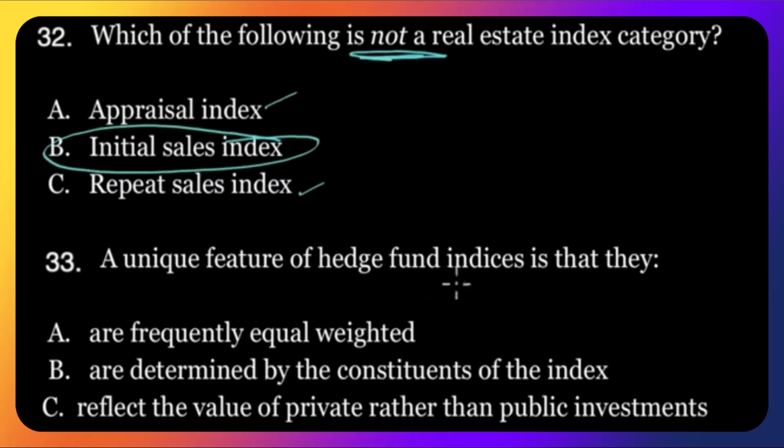A unique feature of hedge fund indices is that they are frequently equal weighted, are determined by the constituents of the index, or reflect the value of private rather than public investments. Well, I think we can eliminate C. Hedge funds make public investments. They buy shares of companies, so I think we can eliminate C. So are frequently equal weighted or are determined by the constituents of the index.